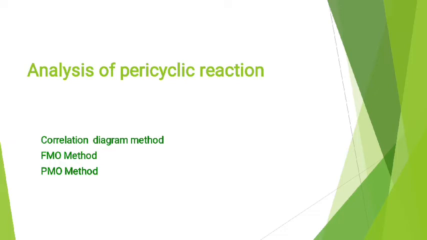What are they? The correlation diagram method is the first one. The second one is the FMO method, the frontier molecular orbital method. And the third one is the perturbation molecular orbital method. So let us know about them one by one. First, let us know about the correlation diagram method.